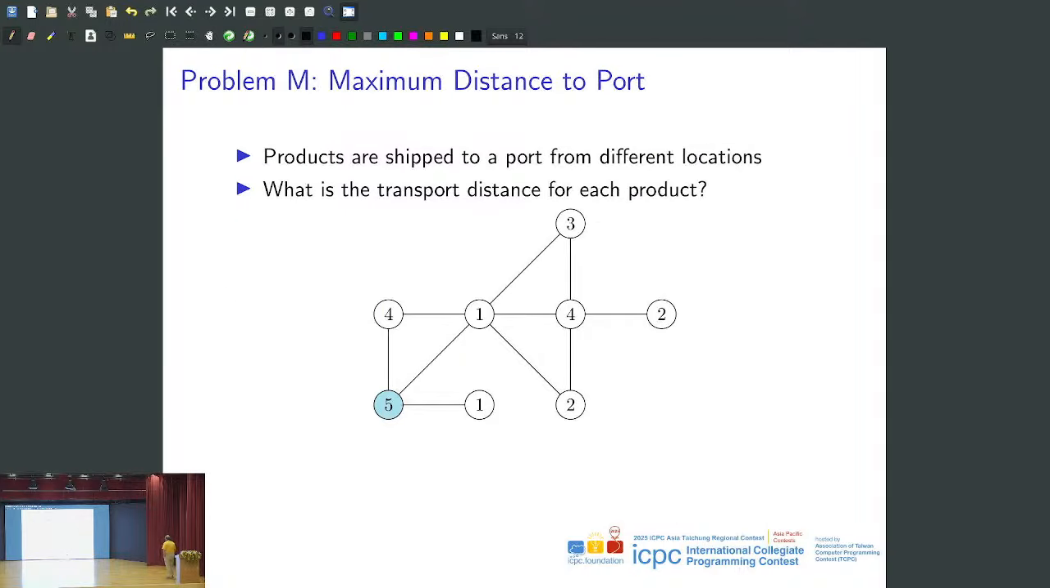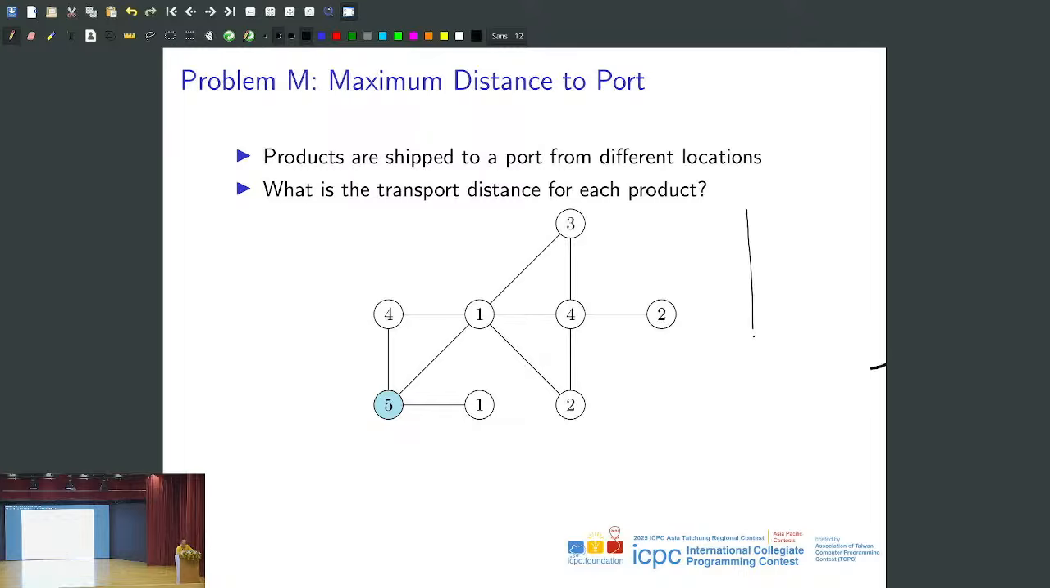Otherwise you would need some fancy mathematics, I guess. Next problem, problem M, called maximum distance to port. Here you have a graph, a transport network or something. One node is special, this is the port, and all these products have to be transported there. All edges have the same length. But the numbers in the nodes are agricultural products, and these products are produced at different places. And the question was, what's the maximum distance to transport each product to the port.